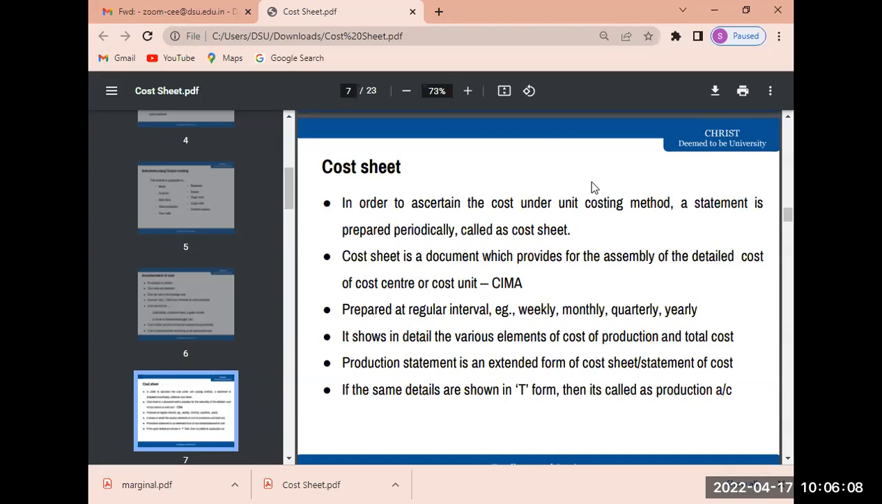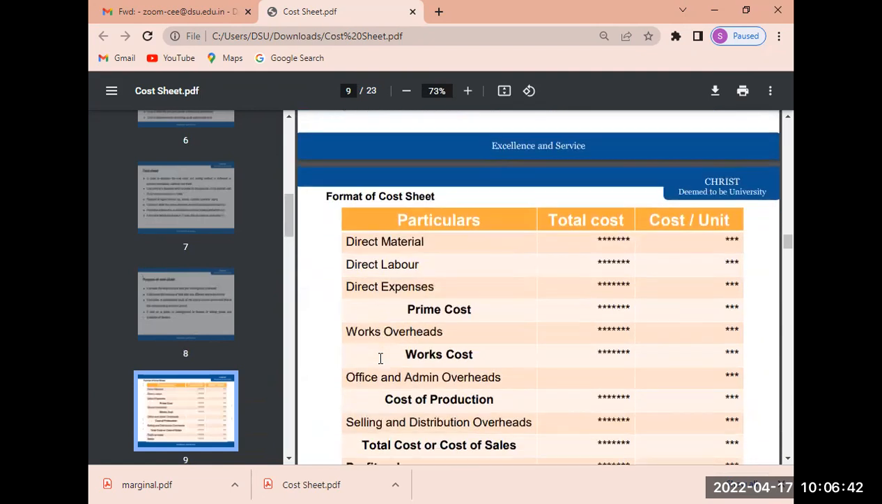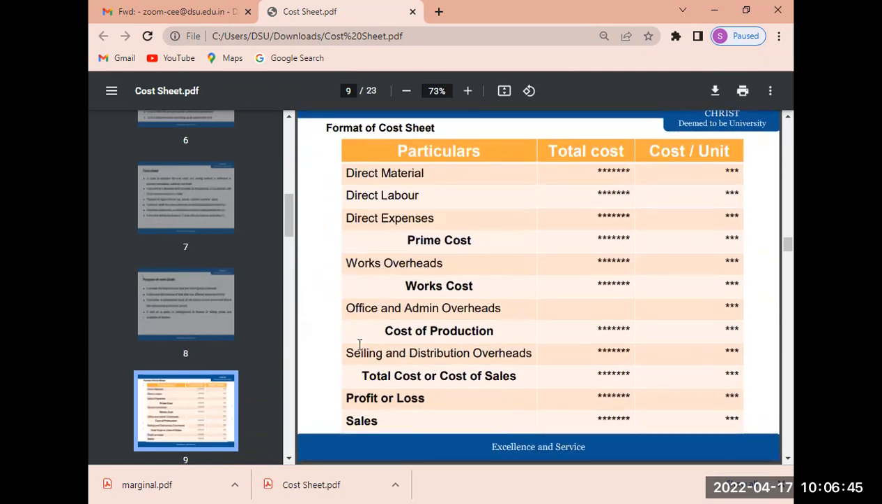If the same details are shown in T form, ledger form, then it is called a production account. In financial accounting terms, it's called a production account. We debit all the expenses and we credit the closing stock. The total is called cost of production. We will prepare this weekly, or monthly, or sometimes quarterly and yearly also. So it shows the details of all the elements of cost. What are the elements of cost? We already discussed. The elements of cost are material, labor, expense plus overheads. So this is a simple cost sheet.